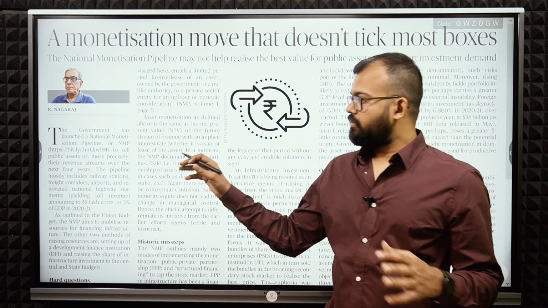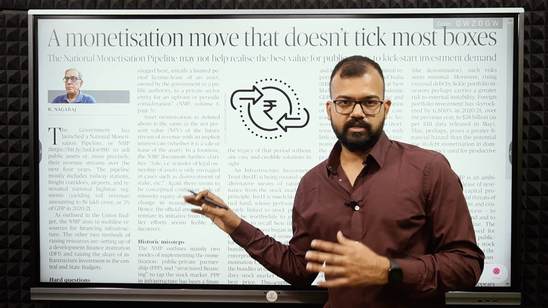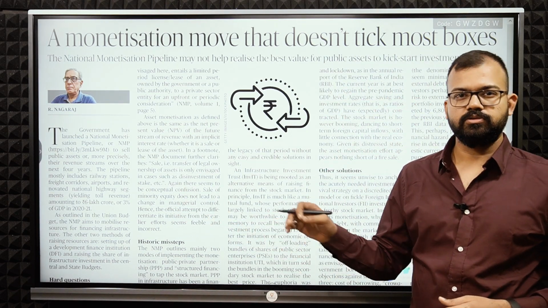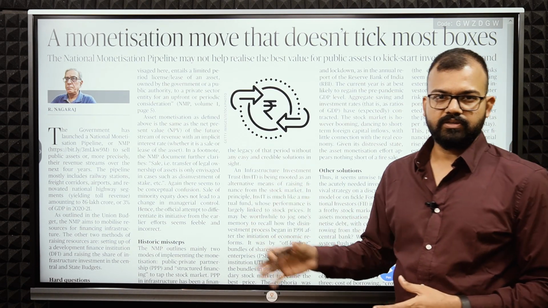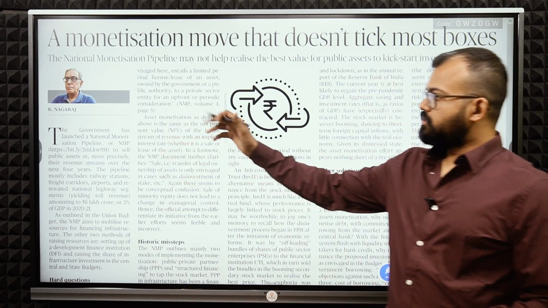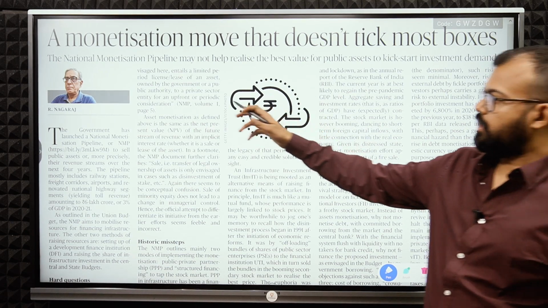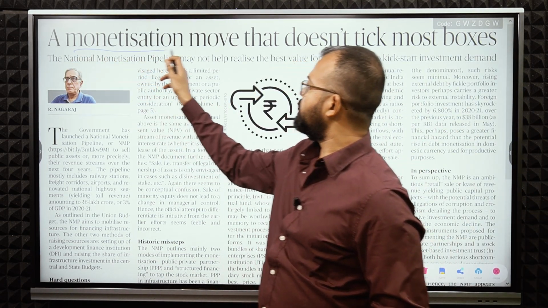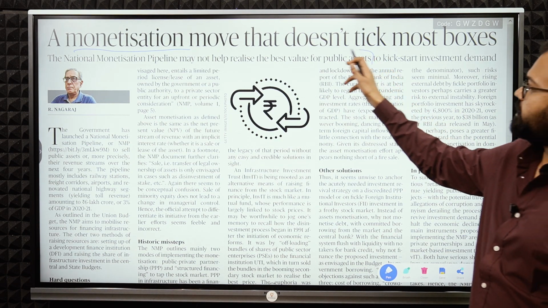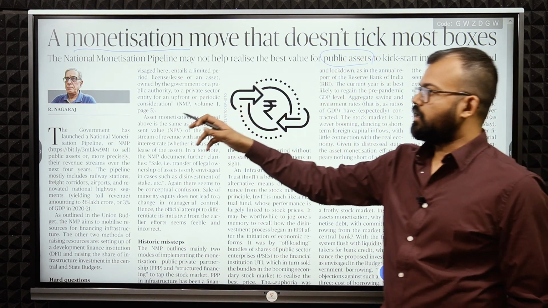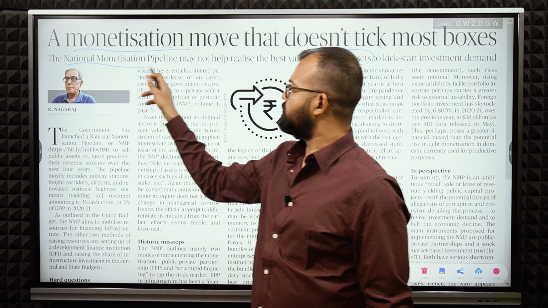So here we have taken this editorial, a lead editorial of 31st August 2021, from The Hindu newspaper. You can download the e-paper as well. This is a very important article regarding the monetization move, regarding public assets, which is currently in the news: the National Monetization Pipeline.